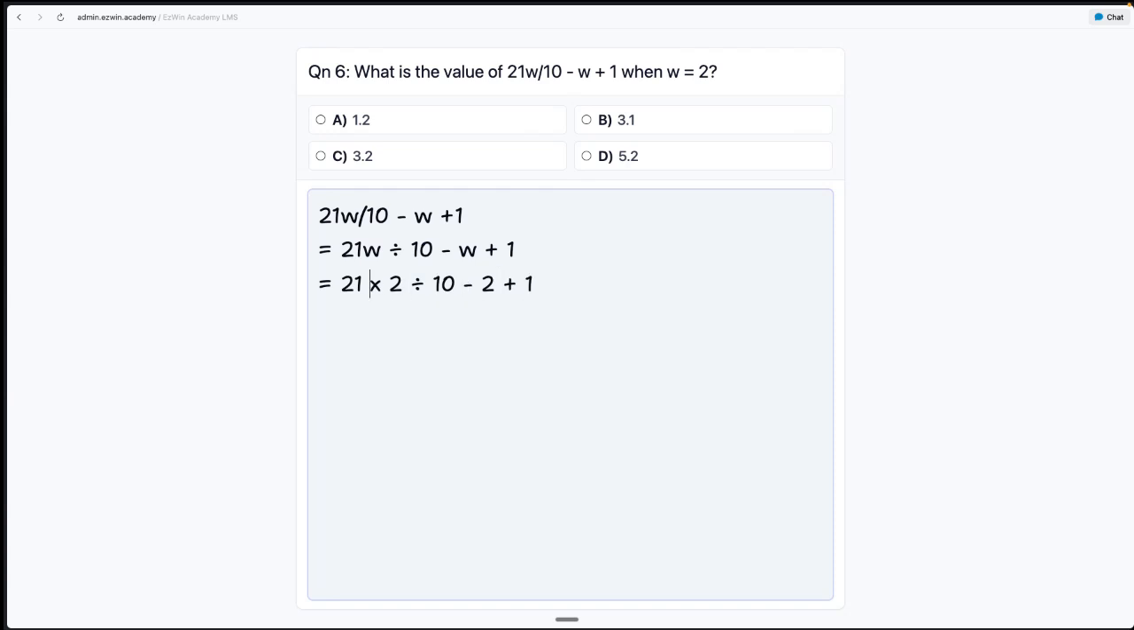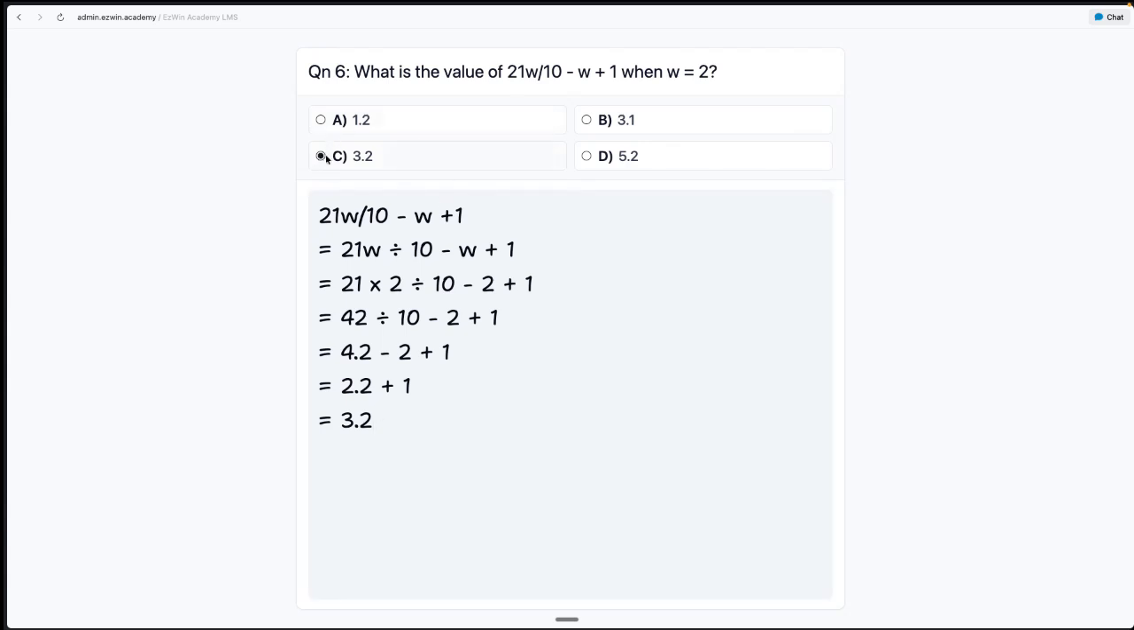If you remember the order of operations, we need to go from left to right. And whether it's times or divide, we go from the first on the left. So 21 times 2 is 42, divided by 10 is 4.2, minus 2 plus 1. 4.2 minus 2 is 2.2, plus 1, and this will be 3.2. There you go. So that's the answer for this question, 3.2.